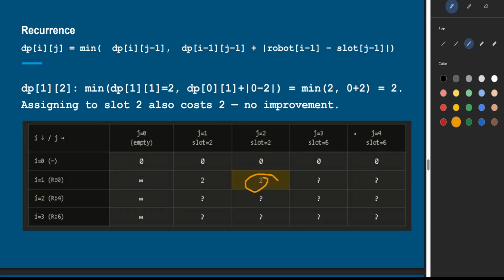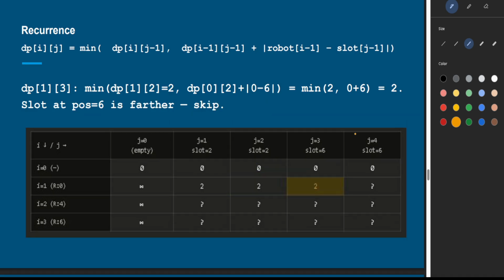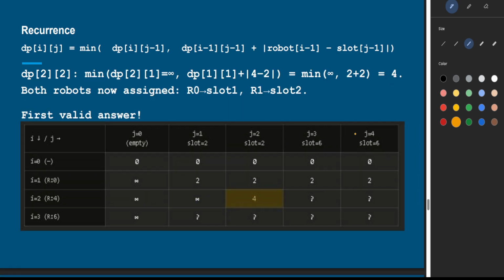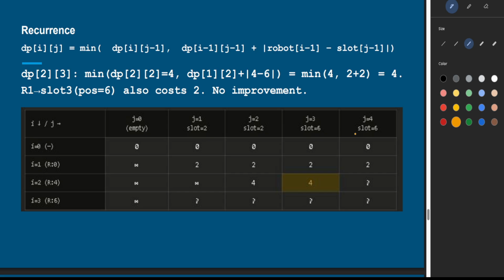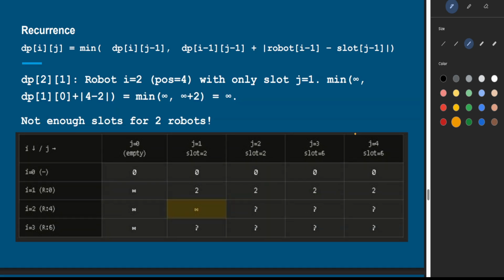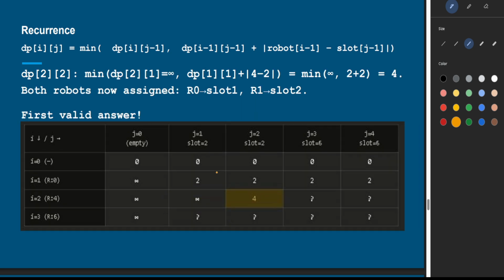So we'll keep calculating these values. As you can see, I'll keep moving, and each position we add. As you can see, we calculate this where the assignment is not possible. For example, dp[2][1] has robot i equal to 2 at position 4 with only one slot j. So we find the minimum like this and get the infinity value. In that case it will stay infinity here. Otherwise we'll keep finding the values.